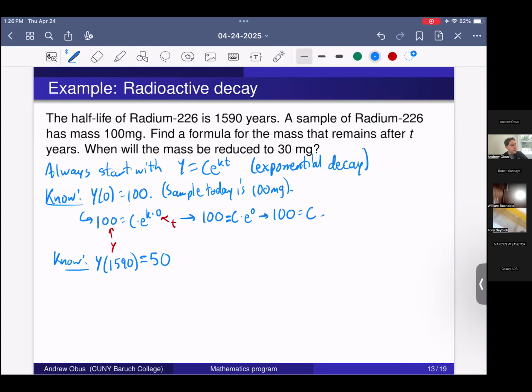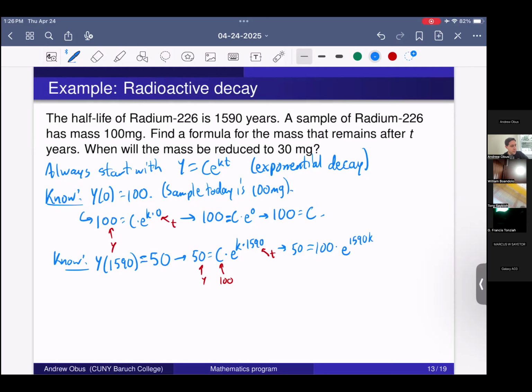Right, so this is the other thing that we know. What does this mean in terms of equations? This tells us that 50 is equal to C times e to the k times 1590. And again, this is our T, and this is our Y. And in fact, our C we know is 100. So this tells us that 50 equals 100 times e to the 1590k.